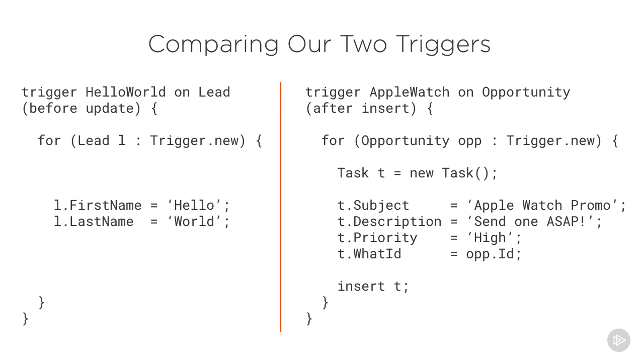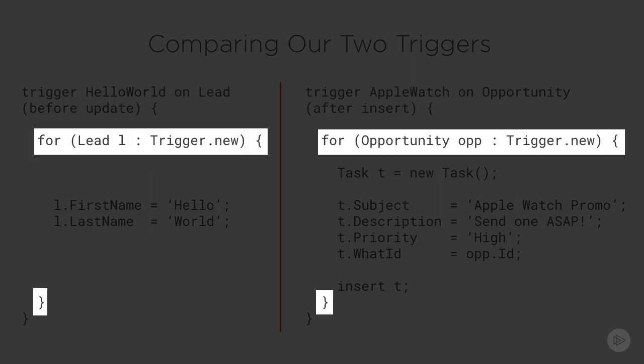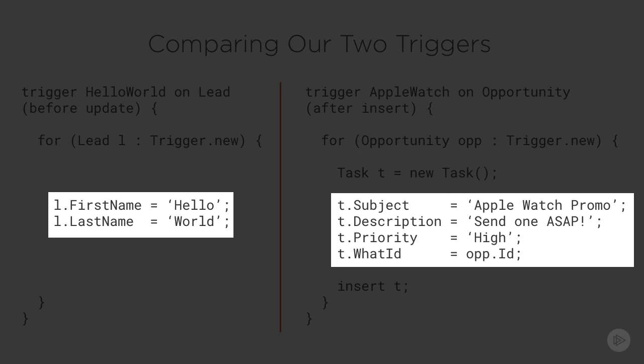Note that I've added some extra spacing to each trigger to make the comparison a little easier on the eyes. Remember, spacing has no effect on how Salesforce interprets your code. A high-level look at our triggers shows that they have a lot in common. First, they both each start with the general trigger definition. They both have a trigger loop. And finally, they both have lines of business logic inside the trigger loop that sets field values.